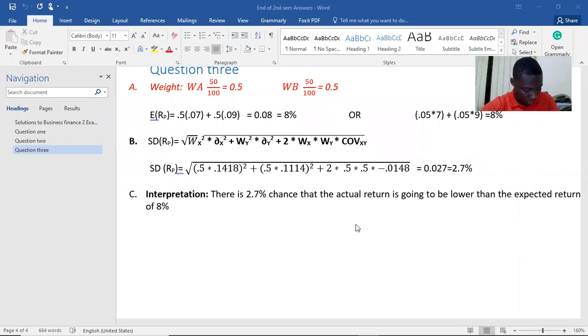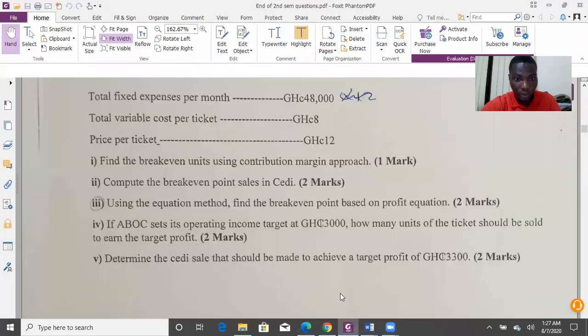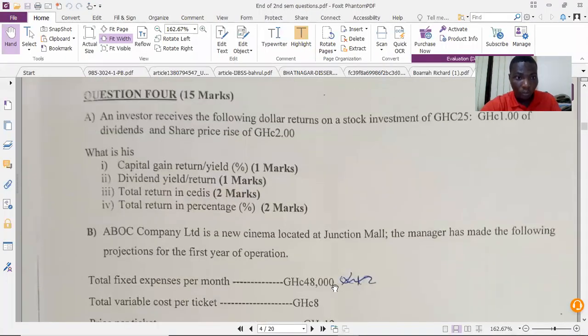So let's continue then. You have the question given over there. An investor received the following dollar returns on a stock invested: 25 and then received 1 cedi dividend and a share price of 2 cedis. So the share price has increased by 2 cedis.